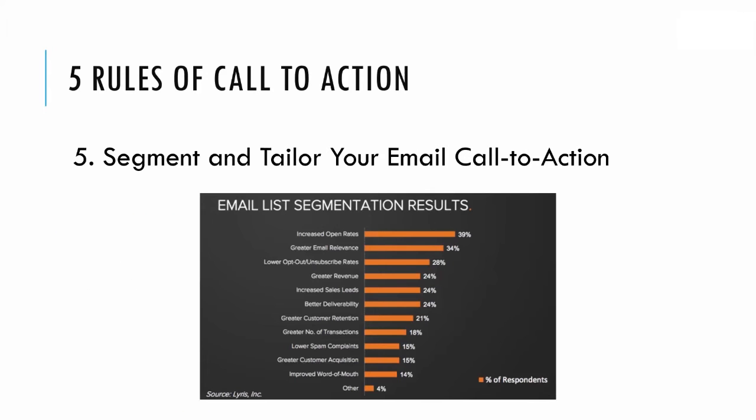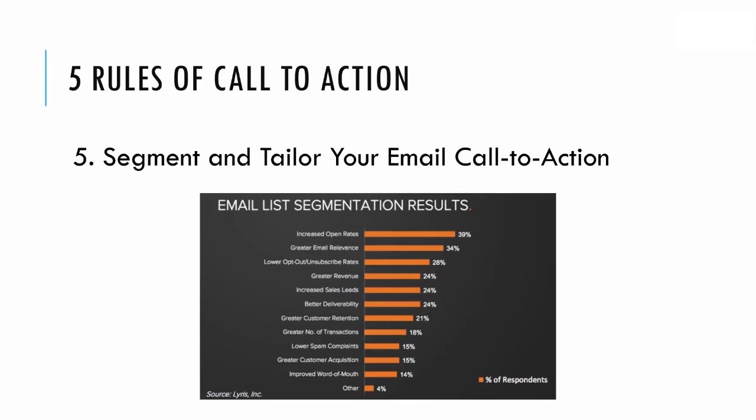Finally, my number 5 rule, segment and tailor your email call to action. If your email list is large enough that you're segmenting sublists, then you can also segment the writing of your email call to action text. Anytime that you make a call to action more specific to your demographic who is reading the email, you can improve the performance of that call to action.